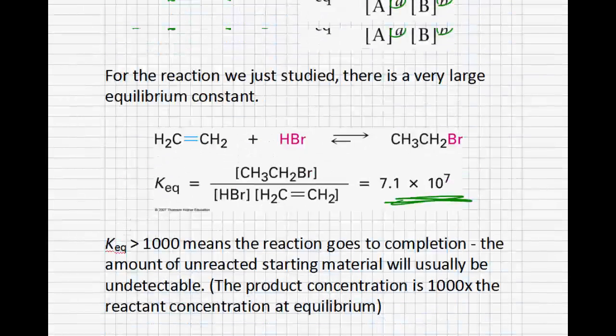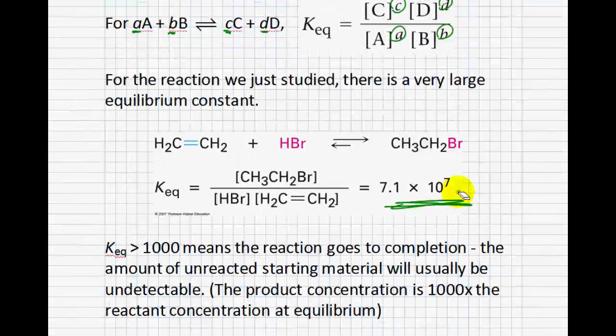In general, if you have an equilibrium constant over 1,000, that's our optimal condition in organic chemistry. K over 1,000 means the reaction essentially goes to completion. We'll have 1,000 times the product concentration as the reactant concentration. And if that's the case, when it's 1,000 times like that, we usually will not even be able to detect the presence of starting material.